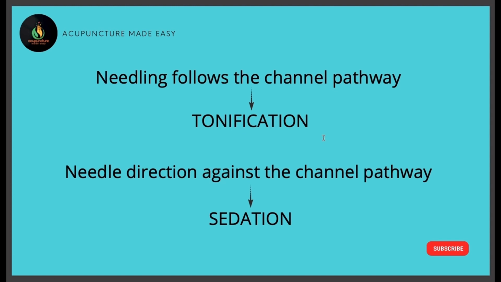One very basic method which most acupuncturists follow is this: if you needle along the pathway of the channel, following the channel pathway, then you can get a tonification effect. Whereas if you needle in the direction opposite to the channel pathway, then you can get the sedation effect. When the chi is following the channel pathway, tonification can happen. But in an excess condition, if the chi is too high, you want to break that and sedate it, and the way to do it through needling is against the channel pathway.